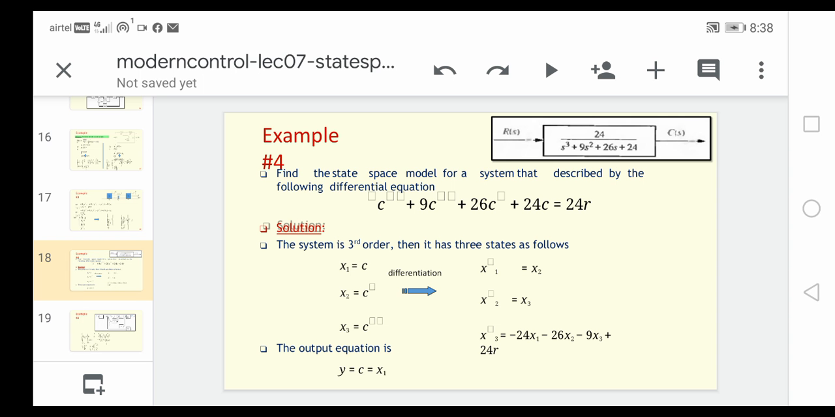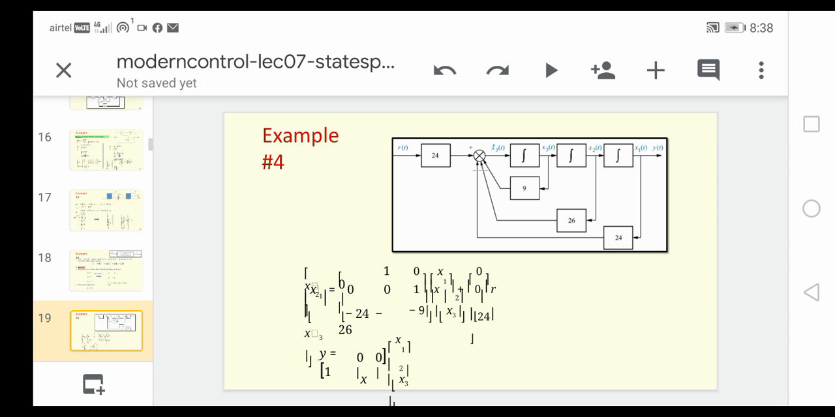What about the B matrix? 0, 0, and the last one is 24. That is what we are writing here: 0 0 24, 0 1 0, 0 0 1, minus 24, minus 9. And similarly the output equation, with that block diagram.